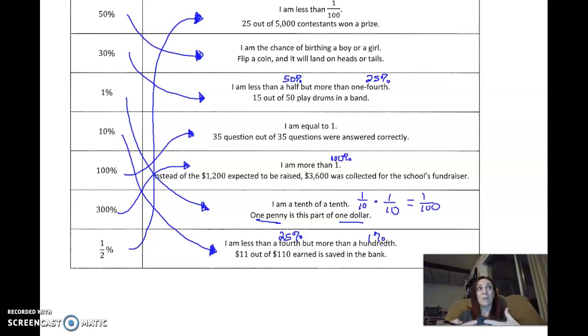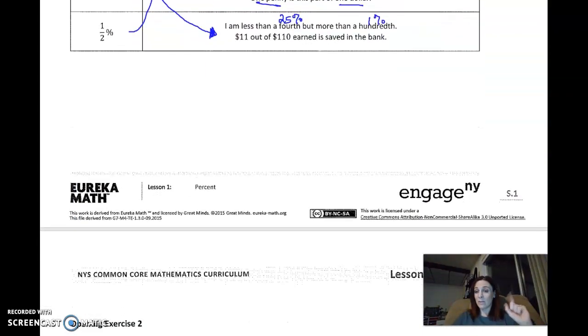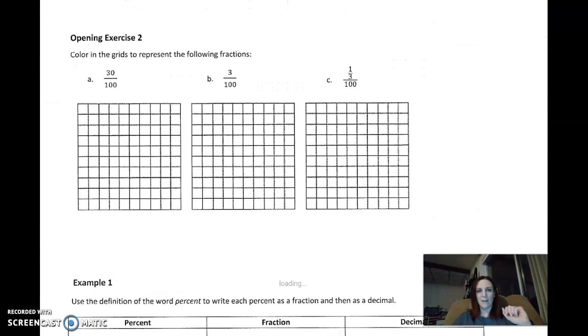Percent should be something you're familiar with because it is something you deal with. If nothing else, that's what I put on your test scores, percents. But you can go shopping and get 10% off things. So percents are something you're going to deal with a lot, and it's important that we understand them. So let's continue on that mission to understand them.